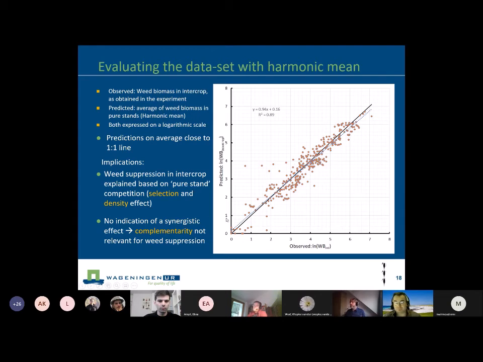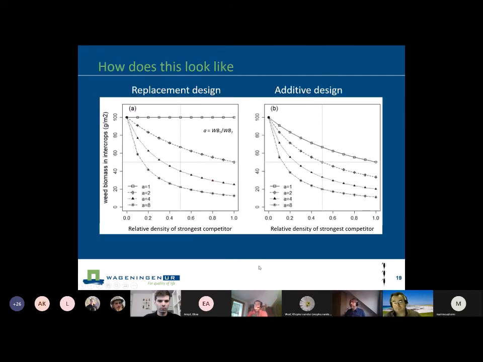And I was quite surprised by this, to be honest. Okay, so how does this look like? We can have a look at that. This is a replacement design.